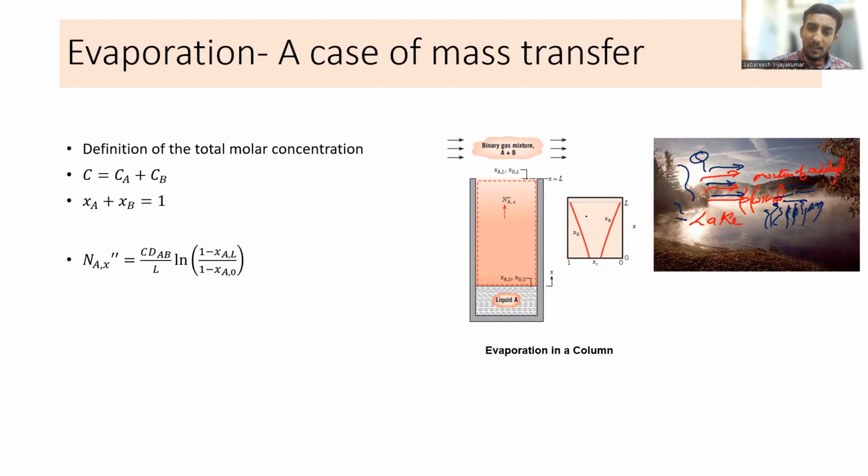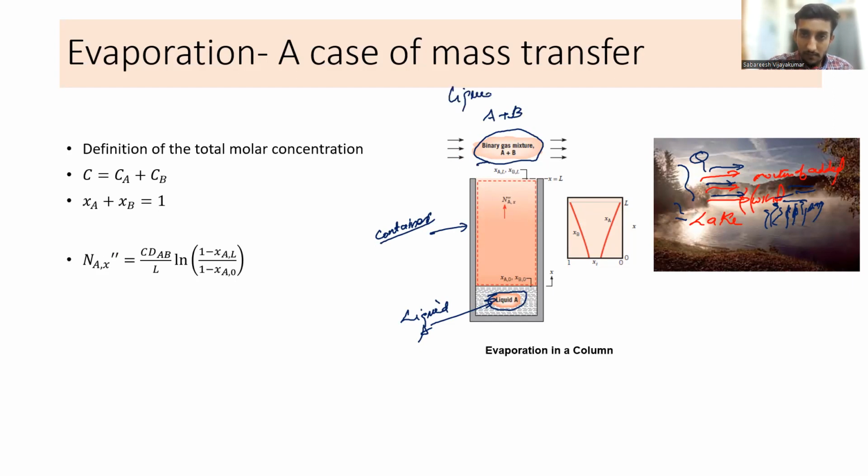So this can be visualized as equivalent to evaporation in a column. Suppose there is a container like this, and there is a liquid A, and there is a binary gas mixture which consists of A and B. So what are A and B? Liquid is A and air is B. We can assume that to be dry air, not wet, or one that does not contain moisture. So the maximum it can take is how much moisture it wants to be.